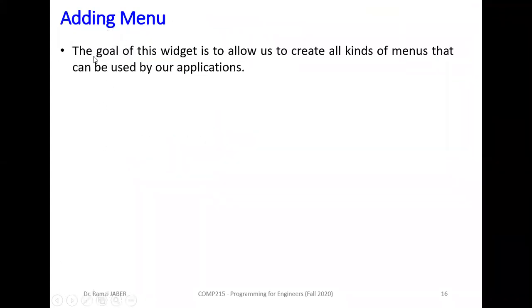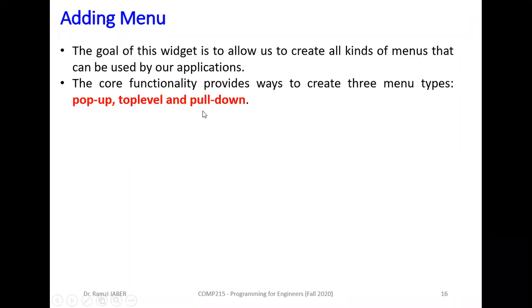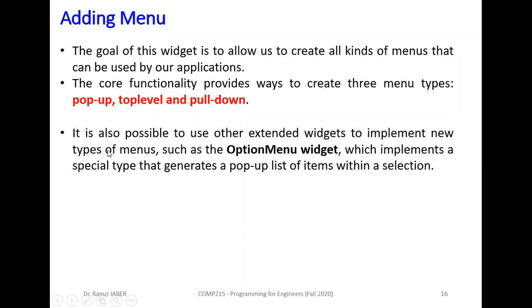Adding a menu. The goal of this widget is to allow us to create all kinds of menus that can be used by our applications. The core functionality provides a way to create three menu types: pop-up, top level, and pull down. We have three types. It's also possible to use other extended widgets to implement new types of menu, such as the option menu widget, which we'll see later, and which implements a special type that generates a pop-up list of items within a selection.